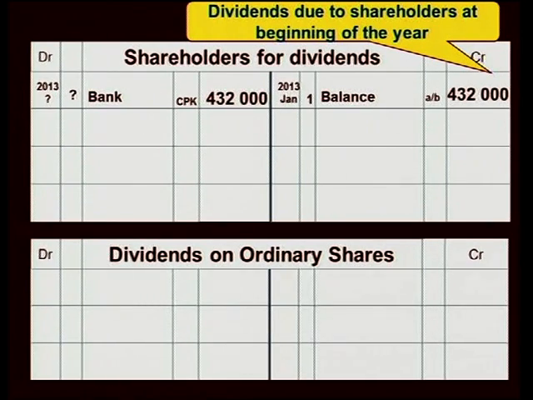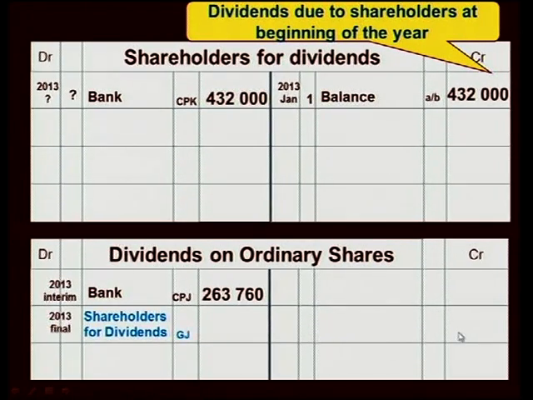Now, of course, and I put a question mark there because it doesn't say exactly when, but I know that soon after the start of the new financial year, 432,000 Rand would have been paid to the shareholders for that outstanding amount. Then they also say that an interim dividend of 260,000 Rand was paid. So that came out of bank.